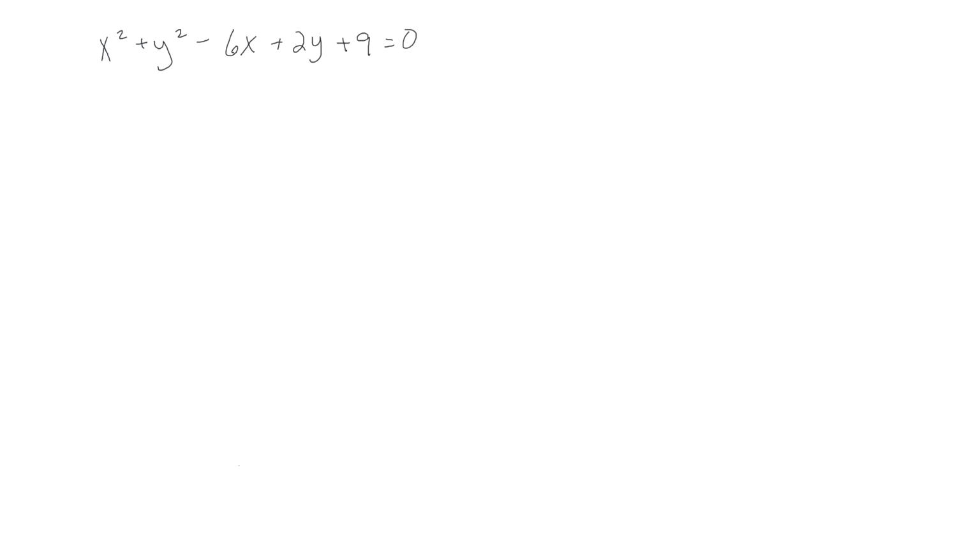Okay, so next one, I still want to find the center and the radius. You can do the intercepts on your own. Maybe I'll come back and do those. Okay, so x squared plus y squared minus 6x plus 2y plus 9 equals 0. General form because it's all just multiplied out.